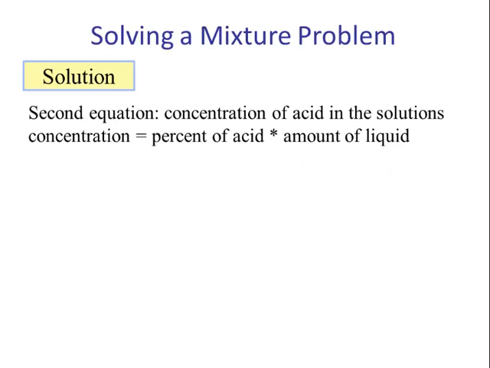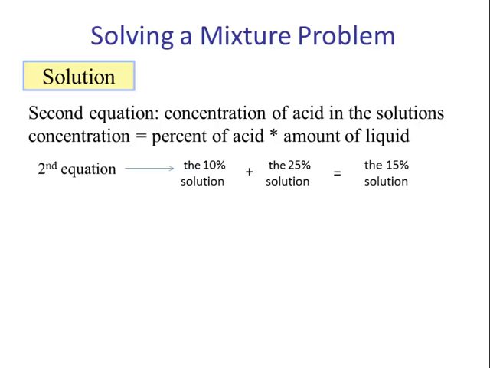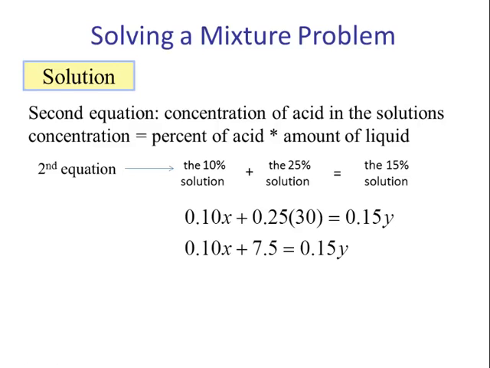The second equation is the concentration of the acid in the solutions. The concentration is equal to the percent of the acid times the amount of the liquid. So for the 10% solution, we have 0.10 times x, plus 0.25, 25%, times the amount of liquid, which is 30, equals 15% times the amount of liquid, which in this case is y. Simplifying, we now have 0.10x plus 7.5 equals 0.15y.